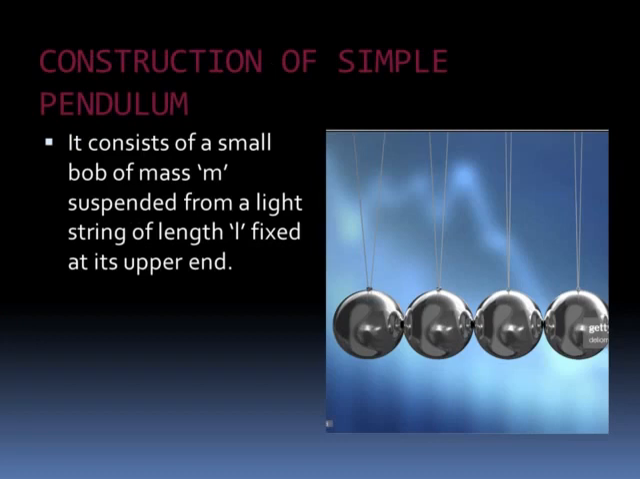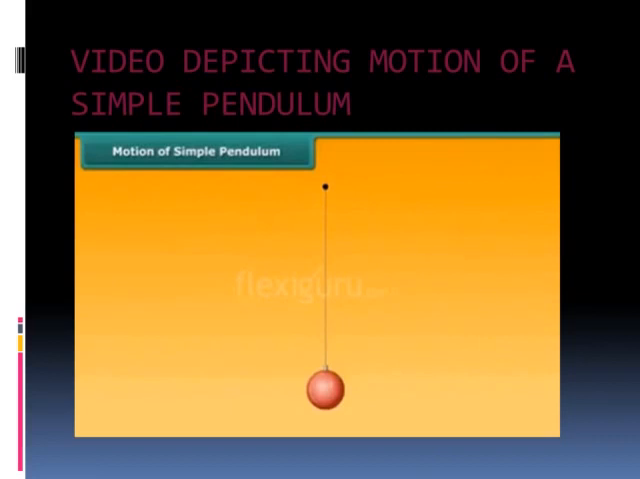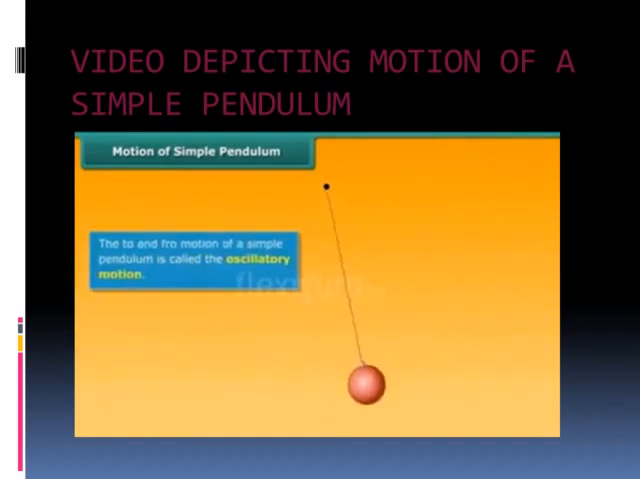Now we discuss the construction of a simple pendulum. It consists of a small bob of mass m suspended from a light string of length L fixed at its upper end, as shown in the diagram as well. Here's a video depicting the motion of simple pendulum. By watching this video, all of you will easily grasp the concept of how a simple pendulum moves to and fro about its mean position. So let's watch the video.